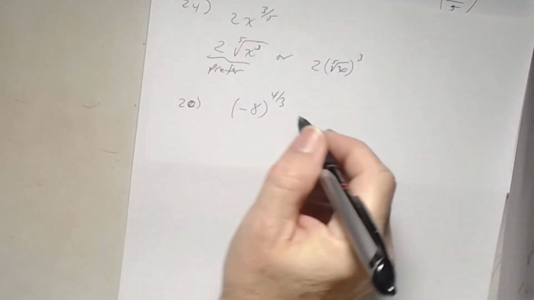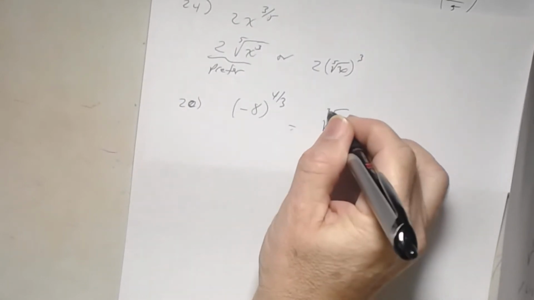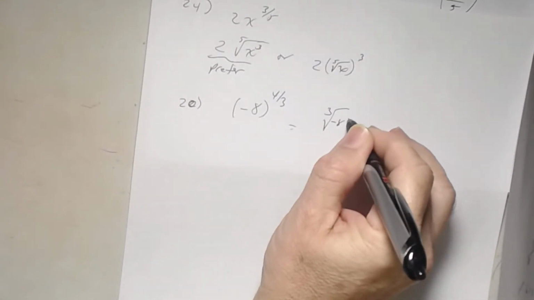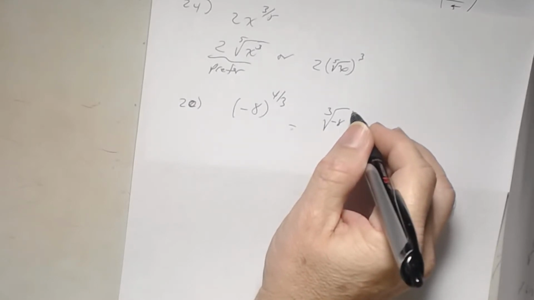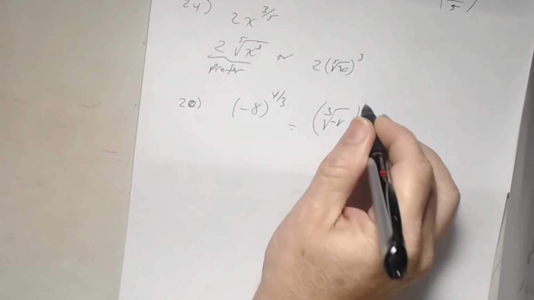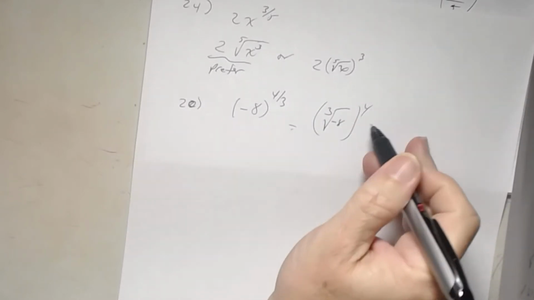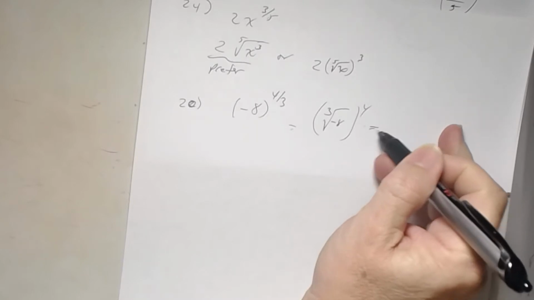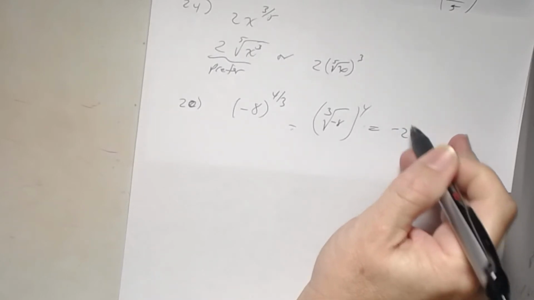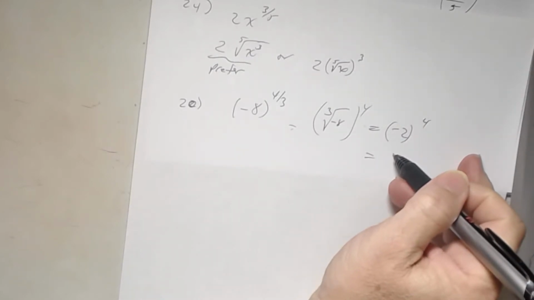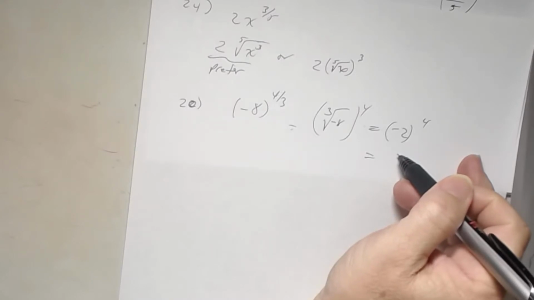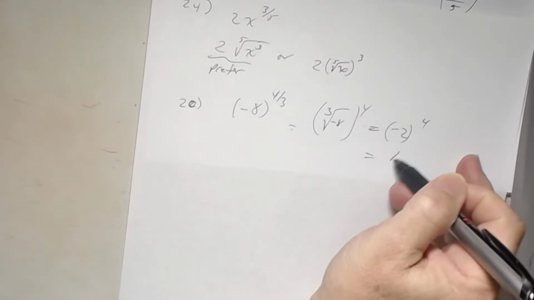So how would you write this as a radical? Cube root of negative 8, and where do you want to put the fourth? Outside. Yeah. What's the cube root of negative 8? Negative 2. And I'm raising that to what power? Fourth. So what's the answer? Negative 2 to the fourth is 16. Yeah, 16.